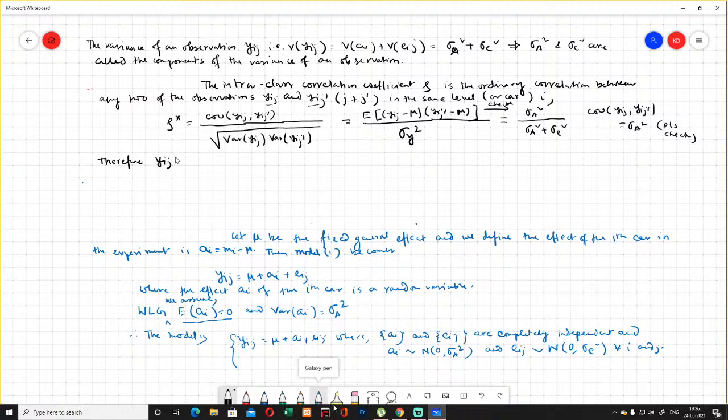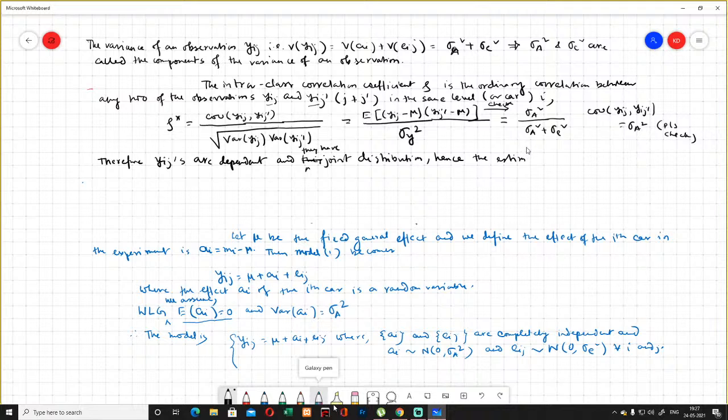Therefore Yij are not independent, and you should note this point. When you consider the fixed effect model, then your Yij are independent, but here for the random effect model, Yij's are not independent. They are dependent variables, and they have a joint distribution.